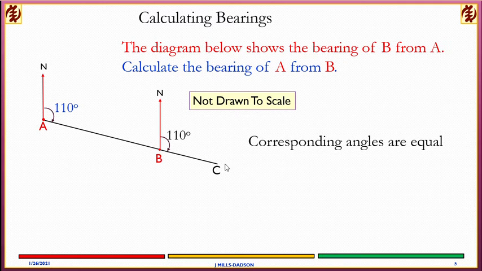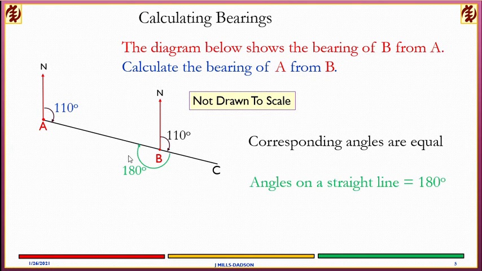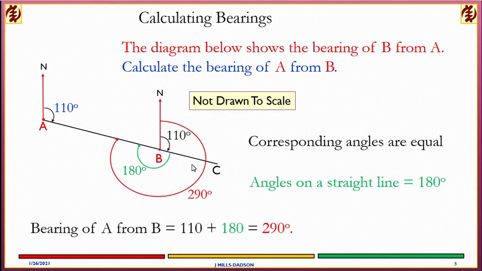And that is a straight line. That makes the angle at the bottom here 180. Therefore, if I'm looking for the whole angle from this point all the way to the black line, I need to add 180 and 110. That gives me 290. So therefore, the bearing of A from B is 290 degrees. Simple.